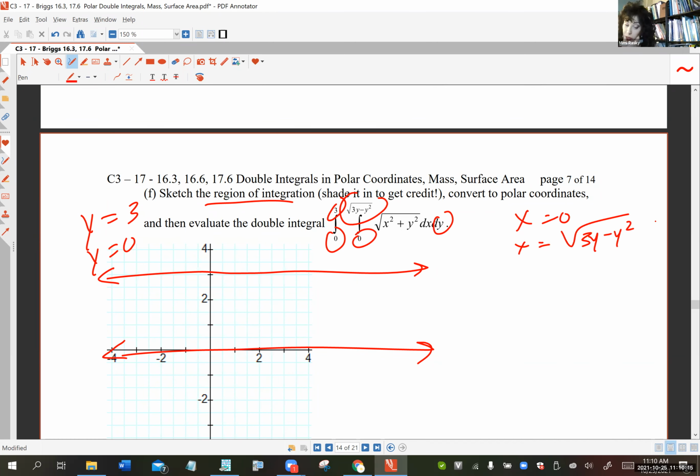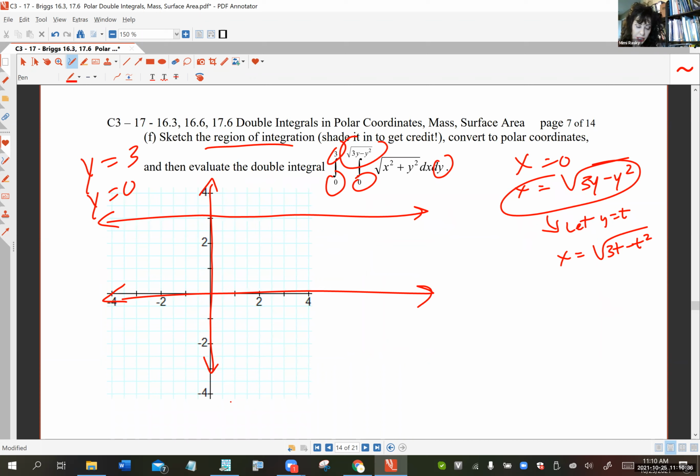And if you want to use your parametric mode, it should work. It's not working for me. But here, if you let y equal t and then x equal the square root of 3t minus t squared, it should work for you. X equals 0 is easy because it's just the vertical line on top of the y-axis. Now, if your parametric doesn't work, let me show you, because mine doesn't right now.